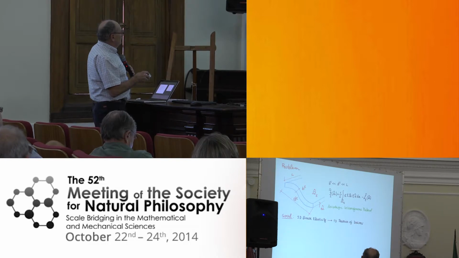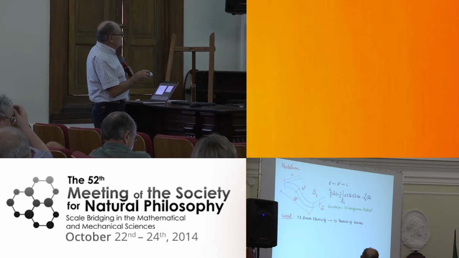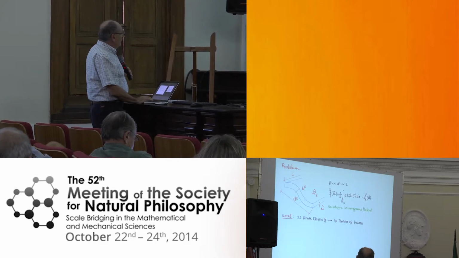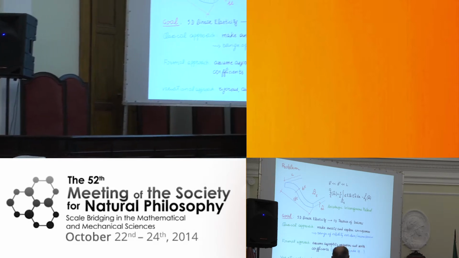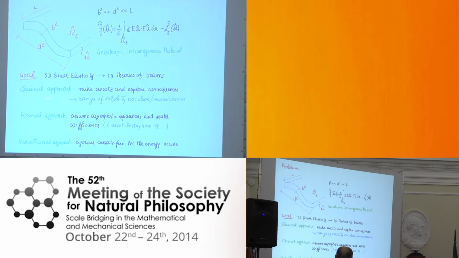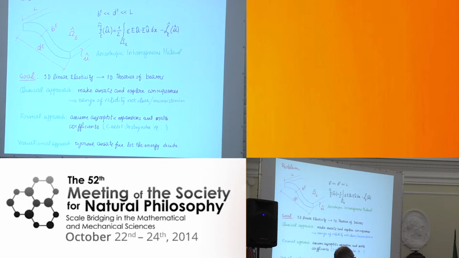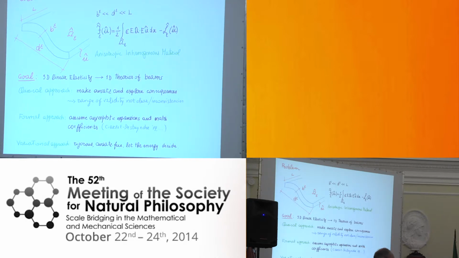And the goal is to go from 3D linear elasticity to 1D theories of beams, and this may be done in various ways. The classical approach is the one that we have seen with Vlasov: make an ansatz on the solution and explore the consequences of this. Although it's a quite brilliant approach, it leaves some unsatisfaction, because one does not know the range of validity of the model, and also the assumptions are not all clear, and it is not clear that they may not be in conflict with one another.